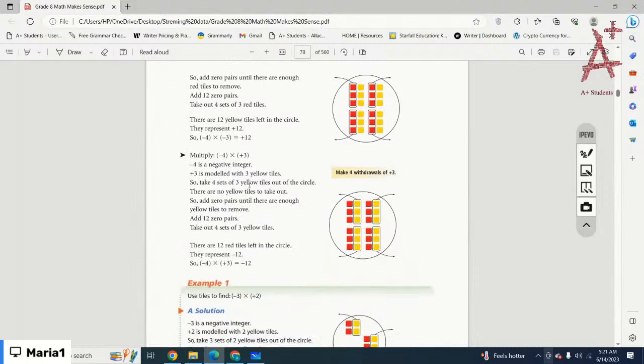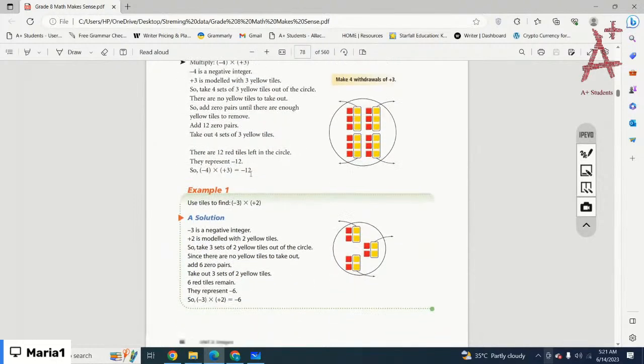Multiply negative 4 times positive 3. Got it? So you make 4 withdrawals of positive 3. So you have to take positive tiles now. The positive tiles are the yellow tiles. Just take away the yellow tiles, so you are left with only red tiles. The red tiles are negative 12, so it would be negative 12. Got it?